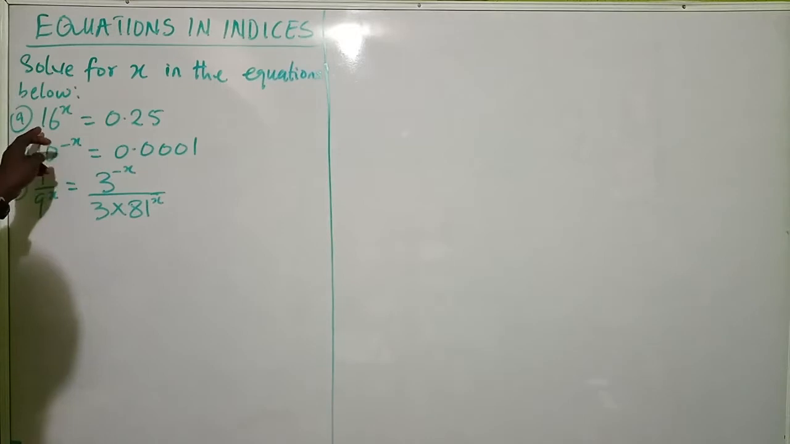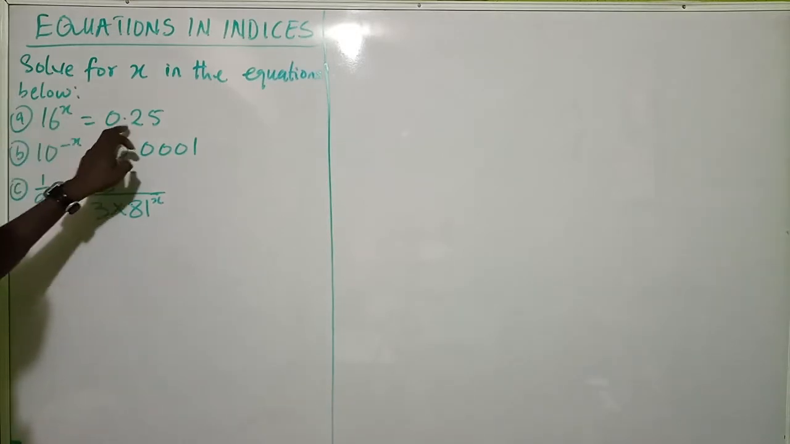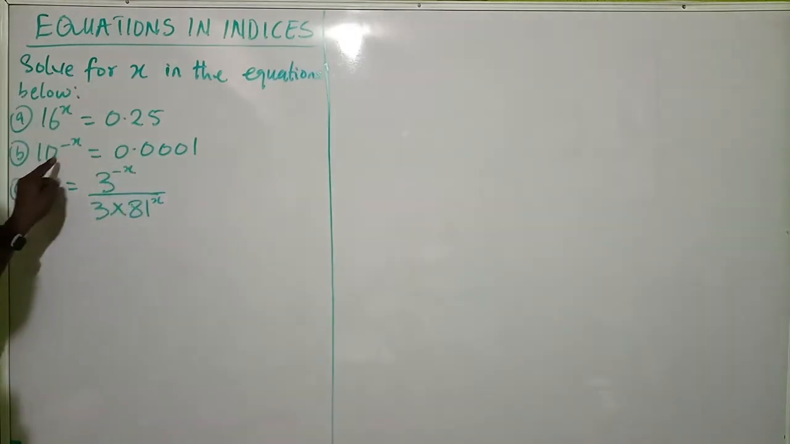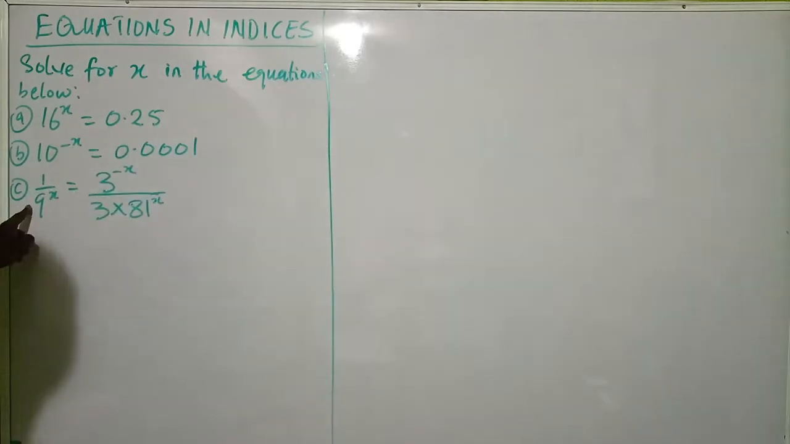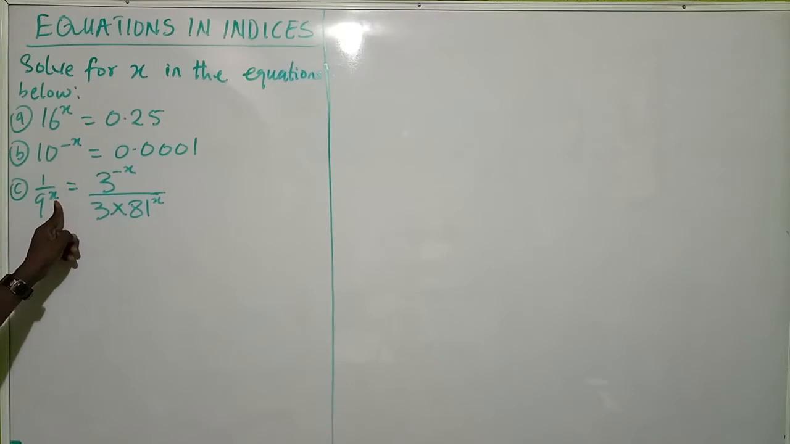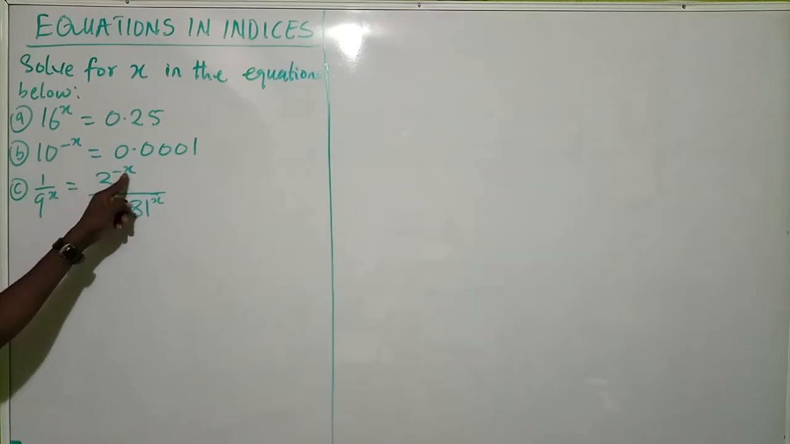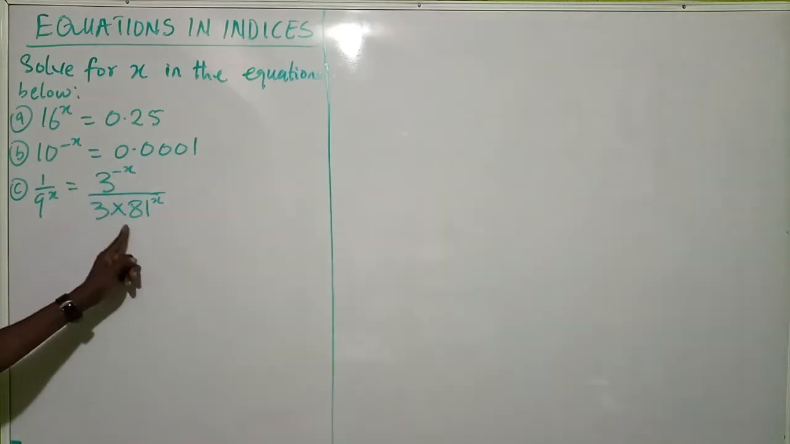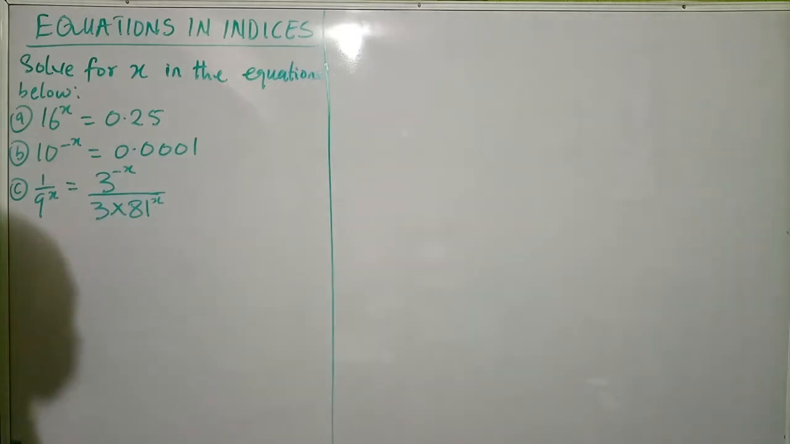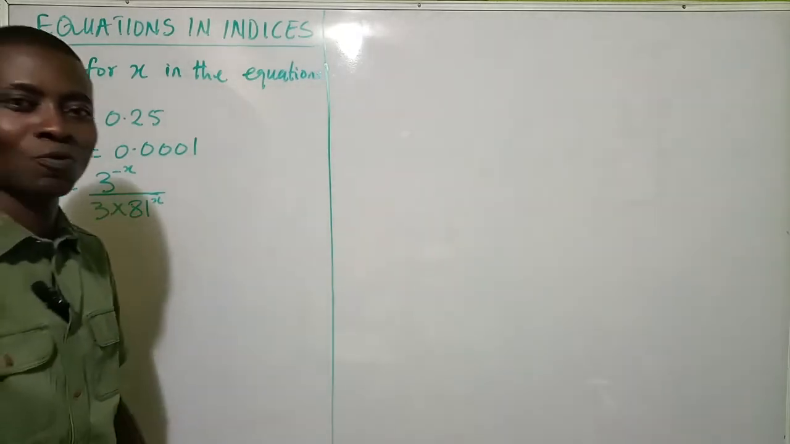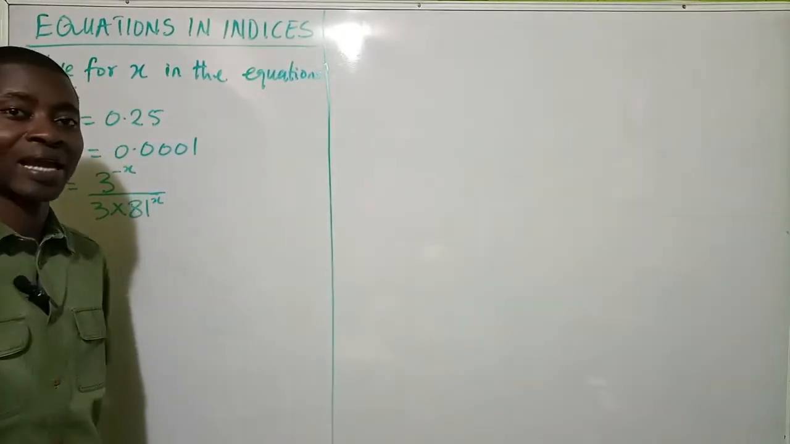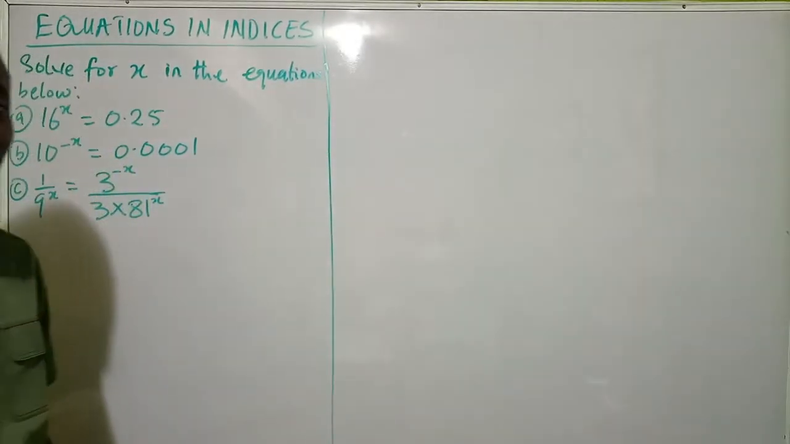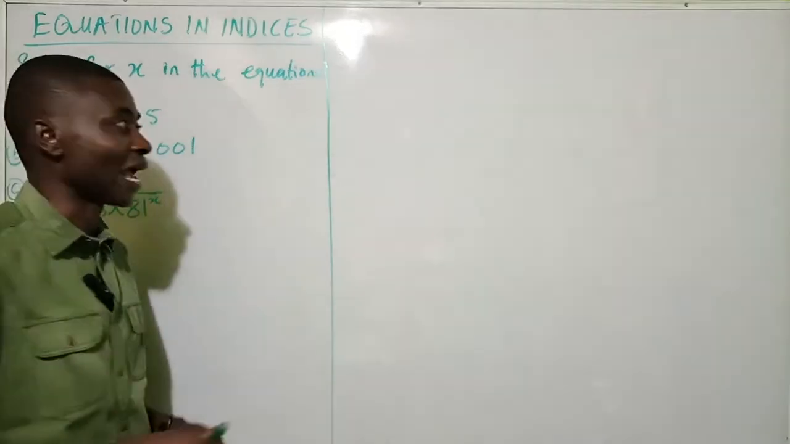Now we have the first one that says 16^x equals 0.25. The second one, 10 raised to the power of minus x is equal to 0.001. And then C, (1/9) raised to the power of x equals 3 raised to the power of minus x over 3 times 81 raised to the power of x. These are all simple questions under the topic of indices. So please watch this video to the end and see how I'll be answering these questions. I assure you, you will like it.